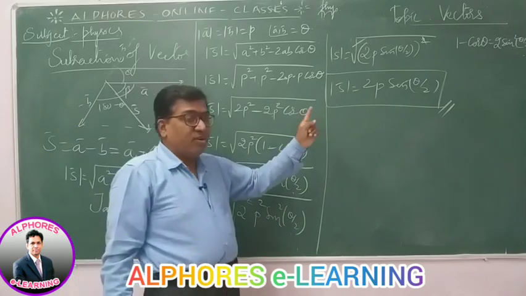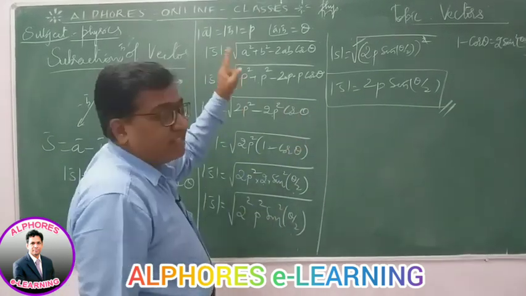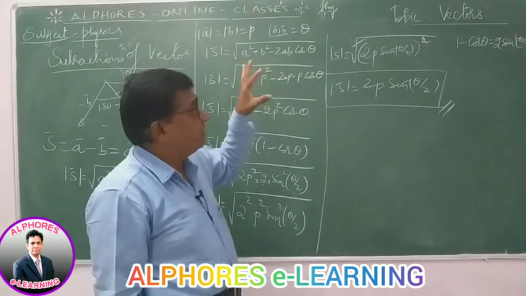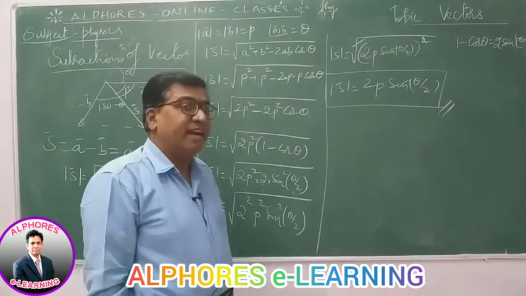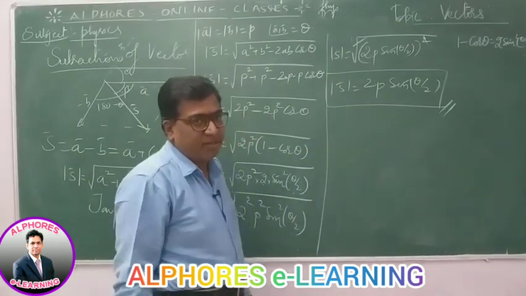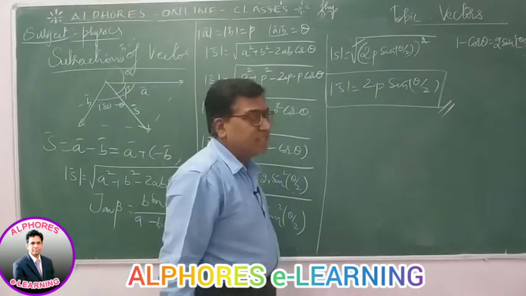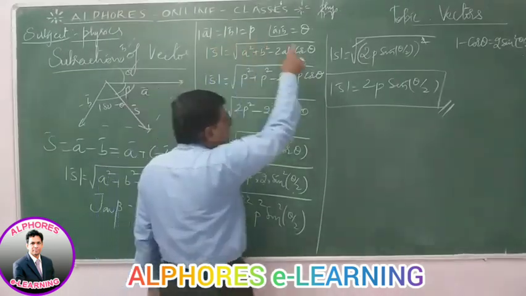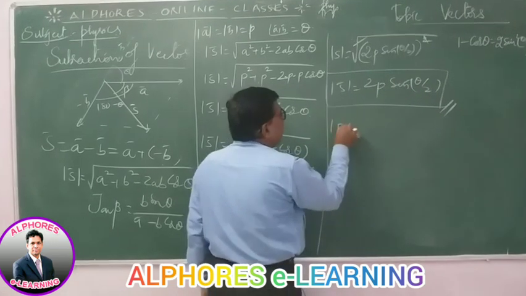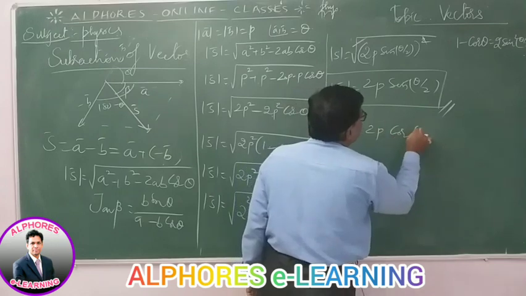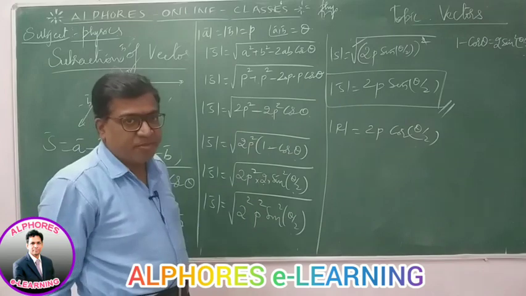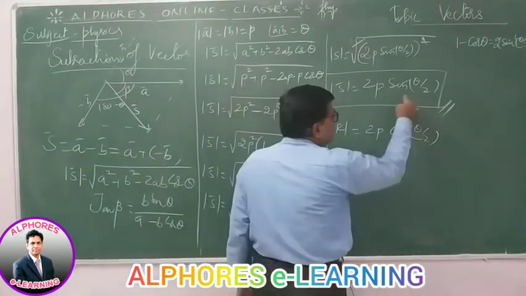So, we got the same thing. When the magnitudes are equal, the addition resultant we got as 2P cos theta by 2. For vectors of same magnitude, the addition resultant was 2P cos theta by 2, and the subtraction resultant is 2P sin theta by 2. So you please make a note of this. When two vectors are of same magnitude, the subtraction resultant is 2P sin theta by 2, and the addition resultant is 2P cos theta by 2.